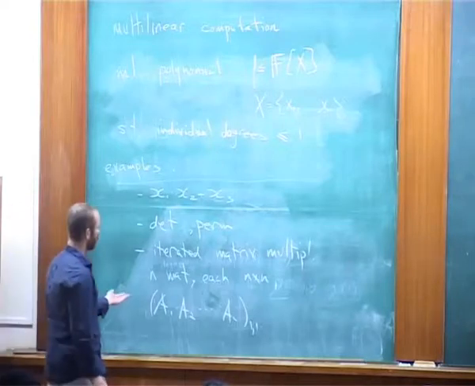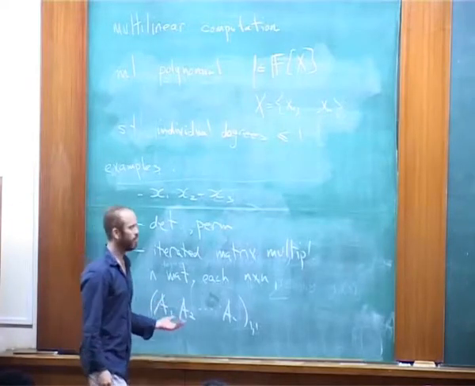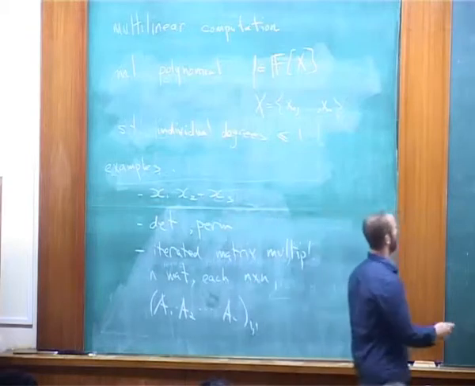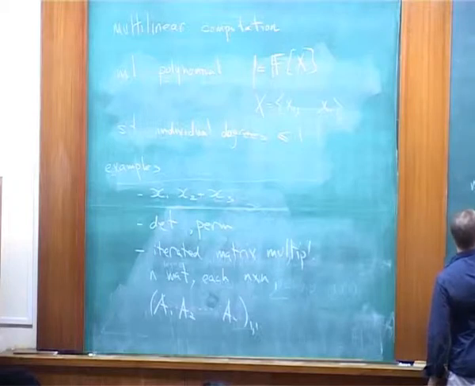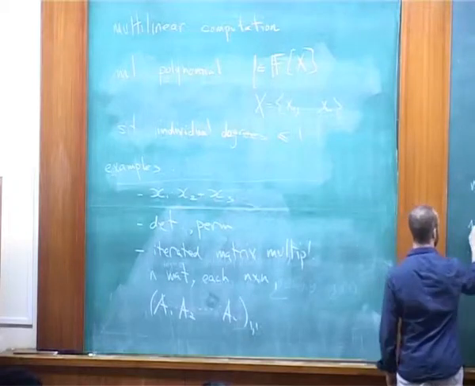So these are examples of multilinear polynomials. And we want to compute them, and the models of computation will first be circuits.